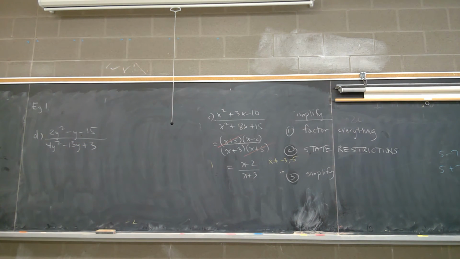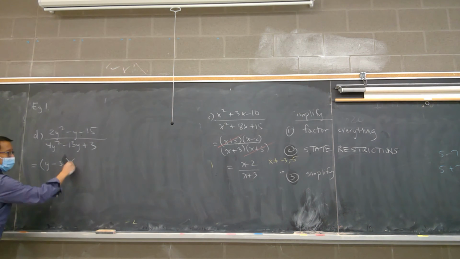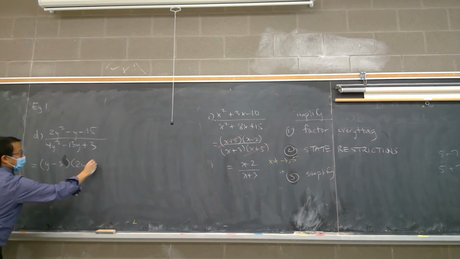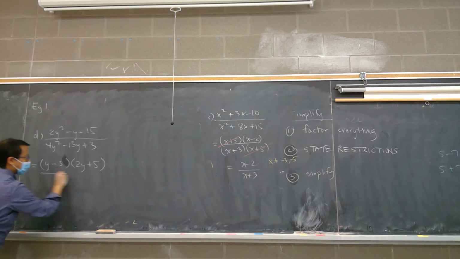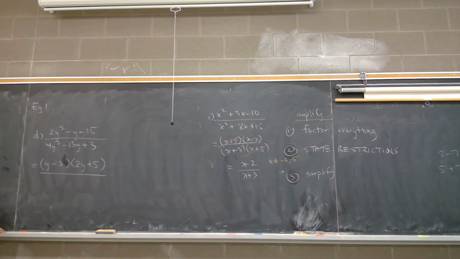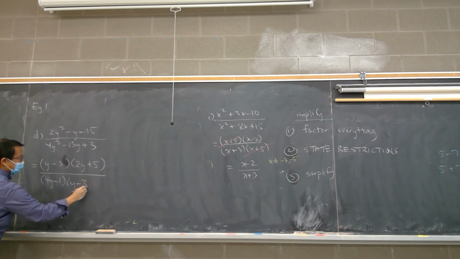Any volunteer from the class who would like to factor this for Mr. Chen, just to help me out, because I actually don't know the answer. I'm always doing this. Athena, you want to try? Y minus 3 and 2y plus 5. Let's just check our work. Yeah, it looks good. And the denominator: 4y minus 1, y minus 3. That's good.